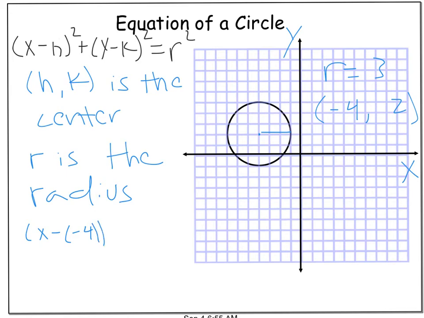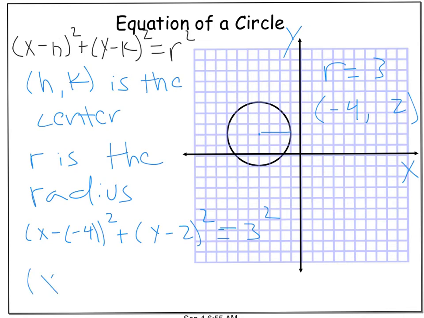(x - (-4))^2 + (y - 2)^2 = 3^2. If we went and plotted all the points that are formed by this equation, you would get that circle.